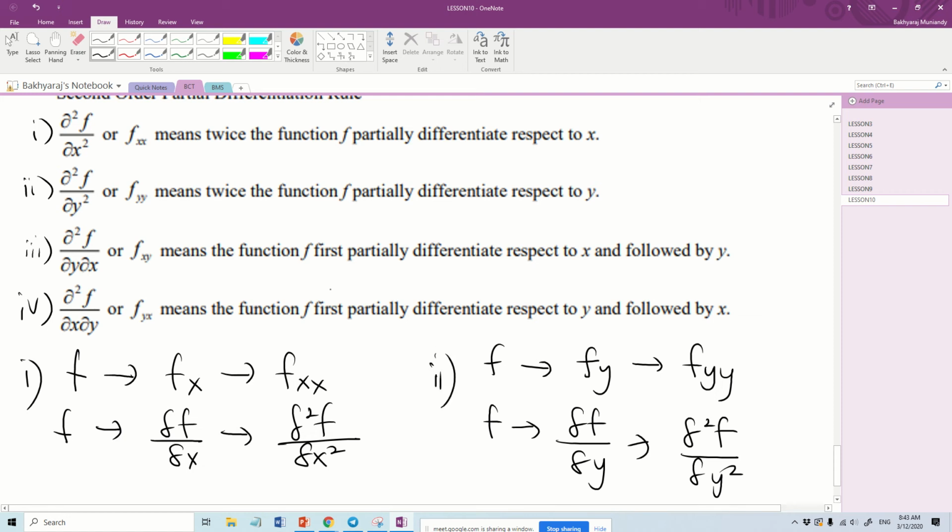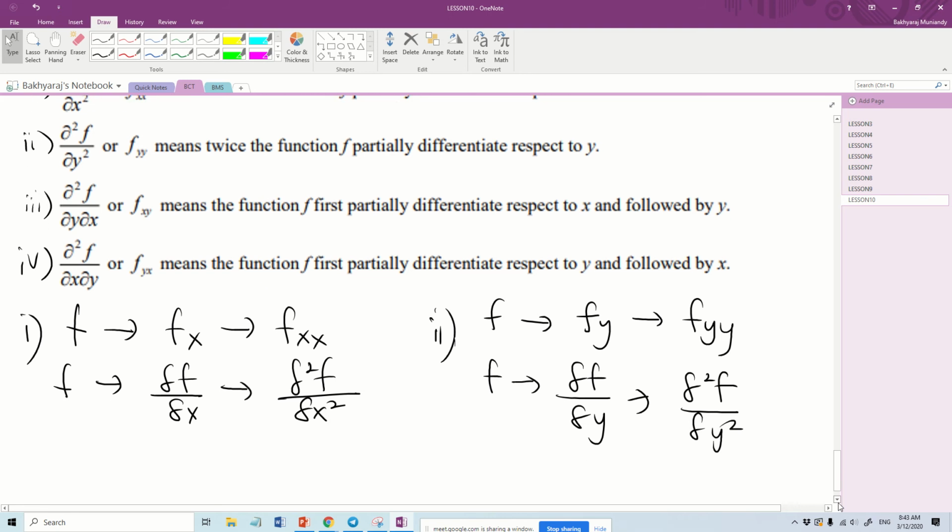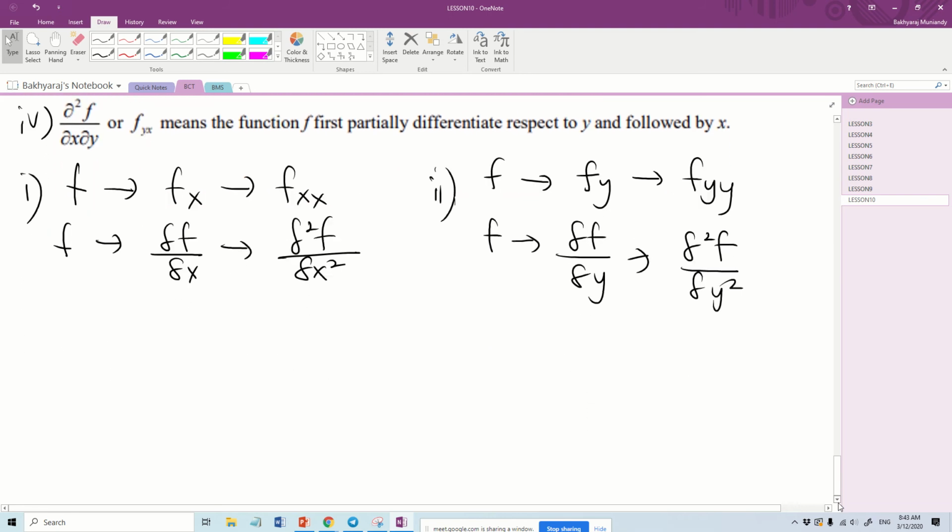Delta f, you differentiate f, you get fx, you get fxx. So it's not a big deal. Now I go for number 3. Number 3 is considered like, first you differentiate with respect to x. When you differentiate with respect to x, the second time you differentiate, you put x here, you put y here.